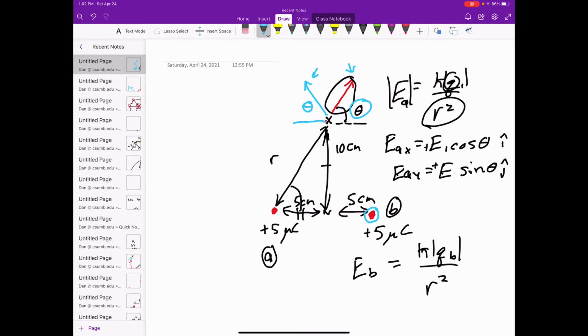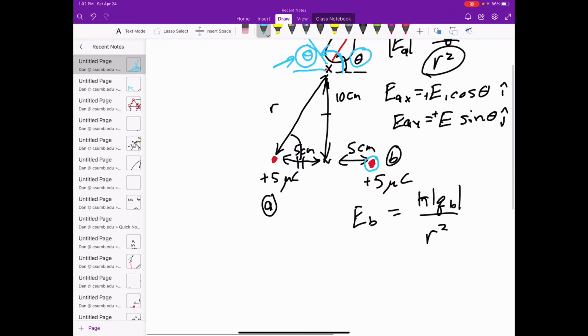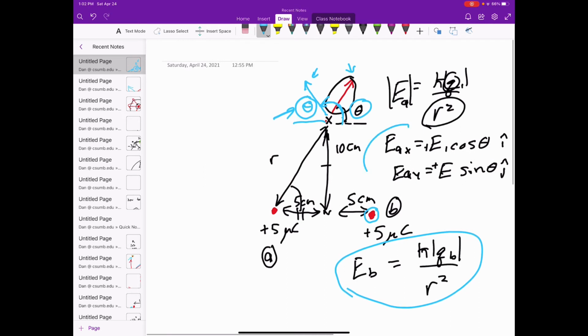Now, this angle here, the problem's actually asking you to find that angle. So it's going to be equal to 180 degrees minus this angle here. So for that second angle that you're going to find in the problem, that's how you would go about that. But you need to find the x and the y components of this, and you do it in the same way that you did it for this case here.